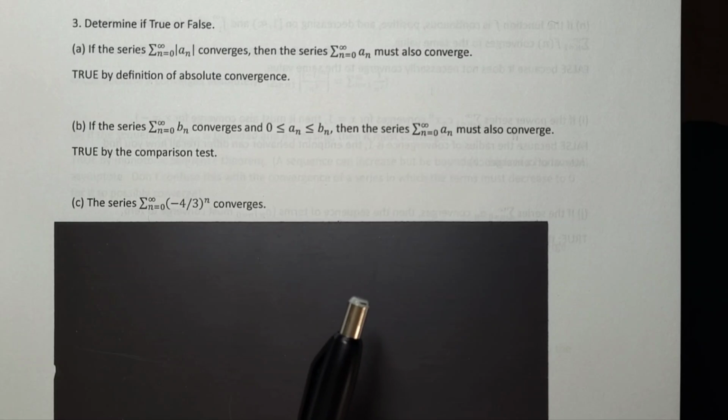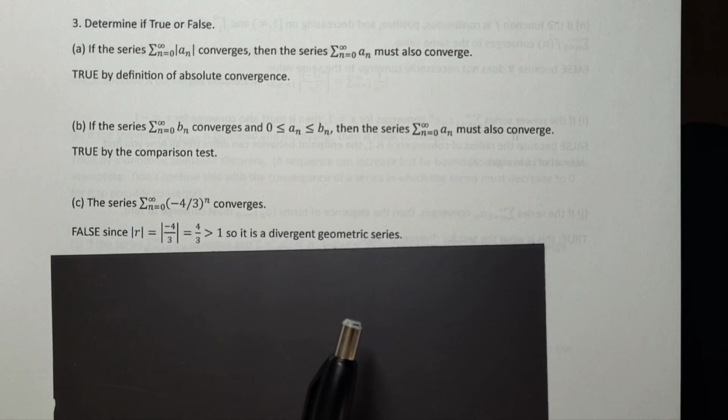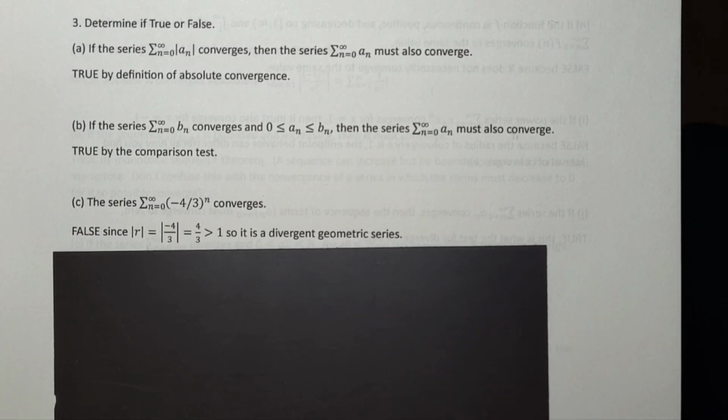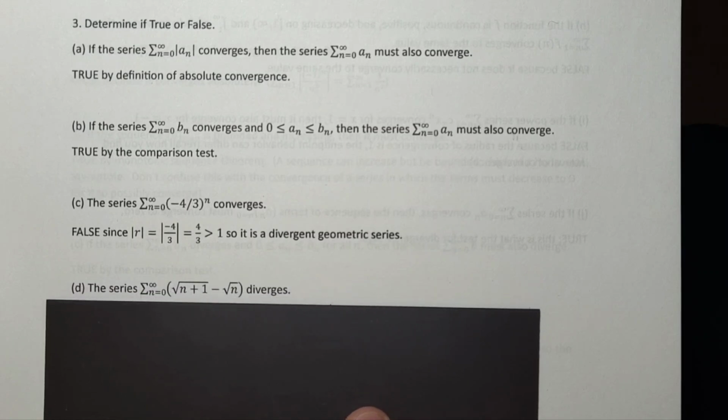Does this series converge, true or false? It does not converge, so this is false. The common ratio, in absolute value, is greater than 1, so it diverges. This is a geometric series, if you didn't catch that.